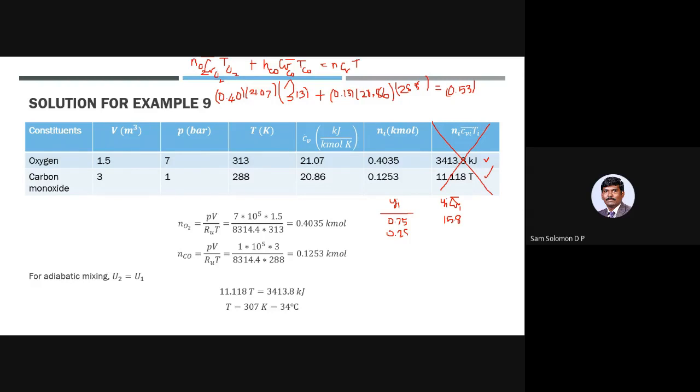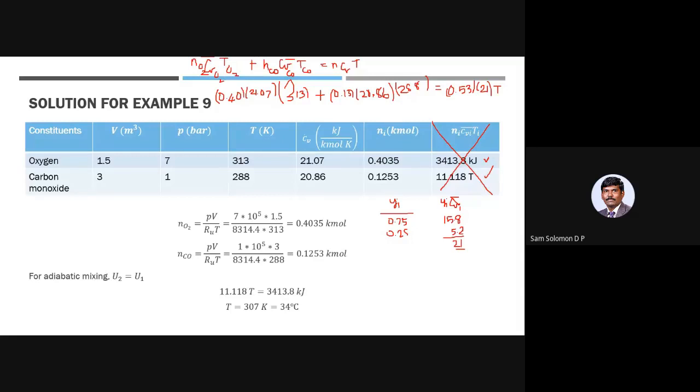20.86 into 0.25. So that gives you 5.2. So the total is 15 plus 5 is 20. So that will give you 21. YI bar. So that is 21. So what we have here as CV is 21. And now the equation is complete.